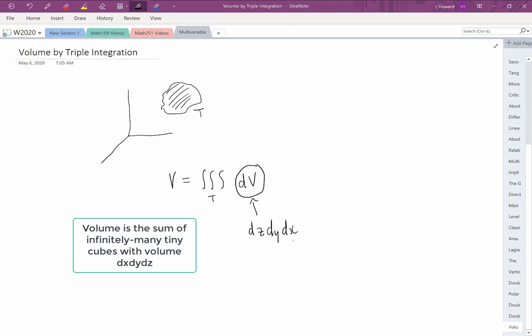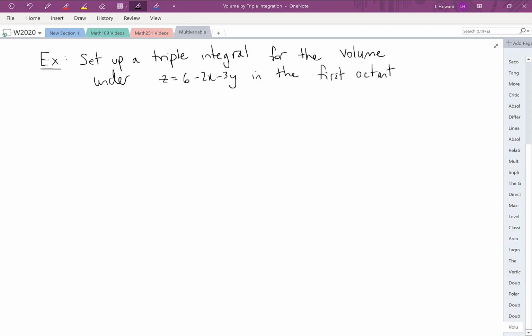But in fact, there are 6 choices for the ordering of the 3 different differentials. So for example, you could have dx, dz, dy, etc. Let's set up a triple integral for the volume under the plane z equals 6 minus 2x minus 3y in the first octant. So I'd start here just by making a sketch of our plane.